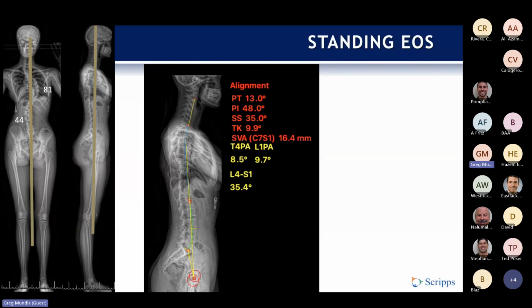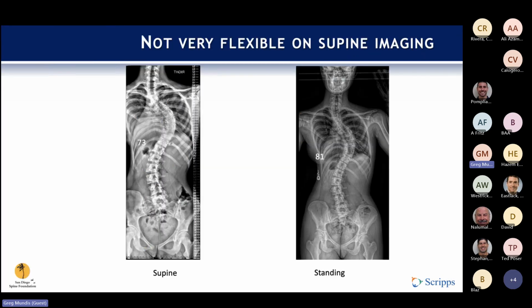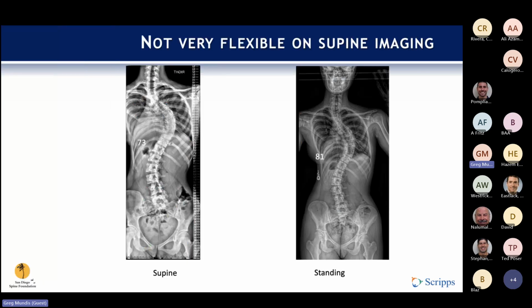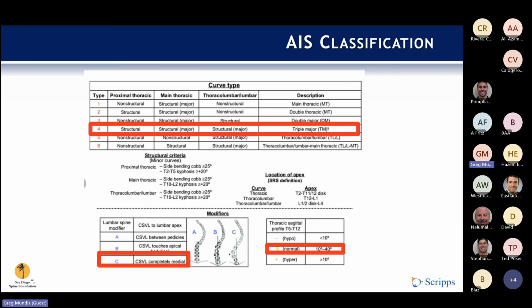So she has an 80-degree curve now, and has both thoracolumbar and proximal thoracic curves to go along with that. Her T4 and L1 PA don't have much of a mismatch, which in this age group is pretty common. And then here we are at supine and standing, and you can see there is a lot more stiffness in this patient than we saw in the last. And so we're going to call her a triple major or a lanky 4 because she's got structural curves throughout.